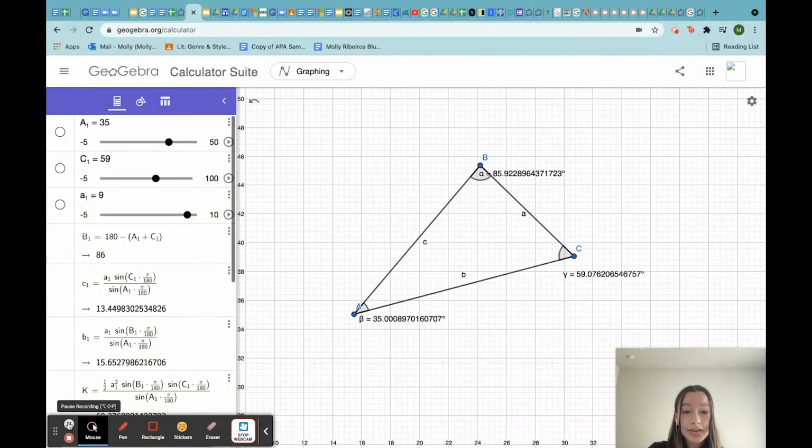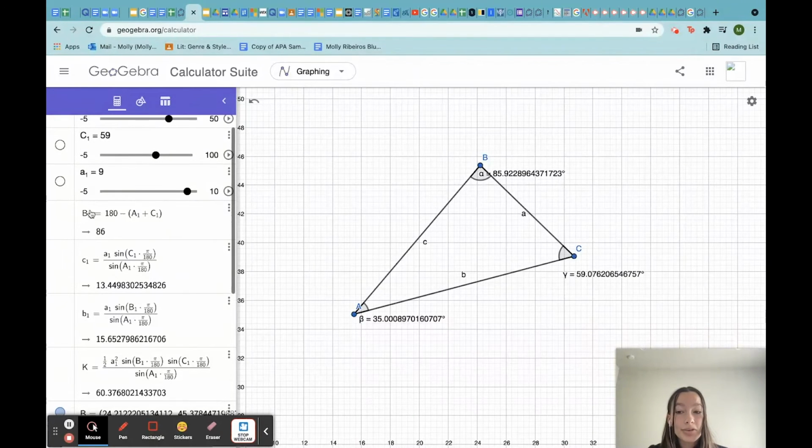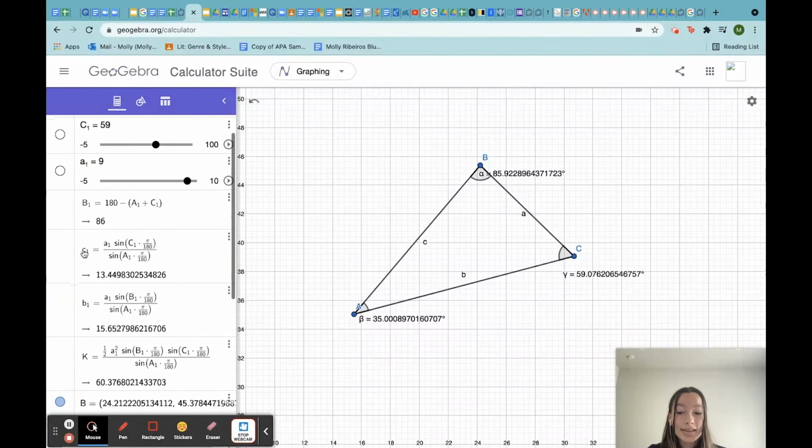When we graph the scenario shown in the slides, this is the graph that we get. To show this, we used sliders for angle C and side a, and equations to show the rest. This is the equation to find angle B, this is the equation to find side c, this is the equation to find side b, and this is the equation for the area.